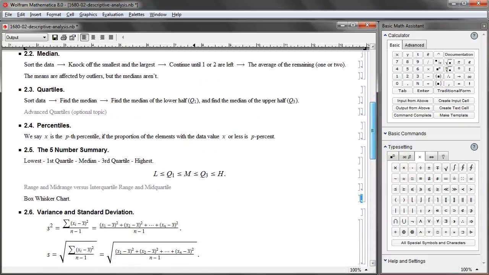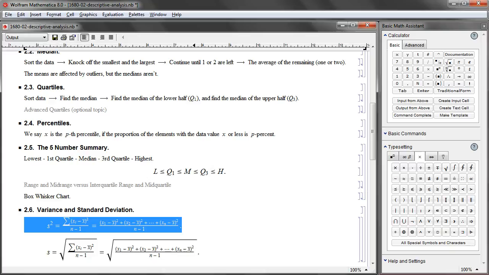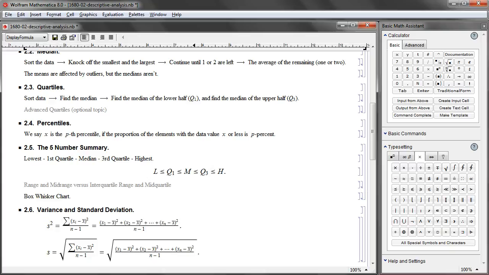Okay, the next topic in line is variance and standard deviation. What is a variance? This first formula is the variance. x1 minus x bar, the mean, squared, x2 minus x bar squared, all the way up to xn minus x bar squared, and take the average of all those, divide by n minus 1.